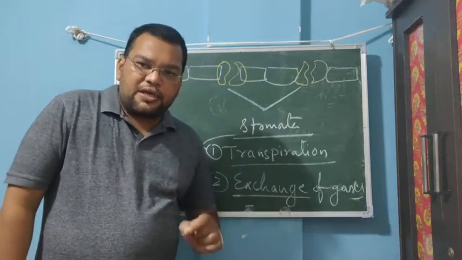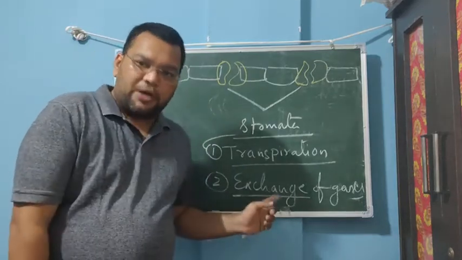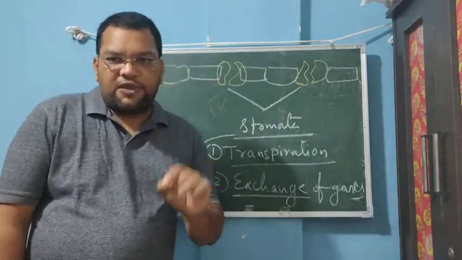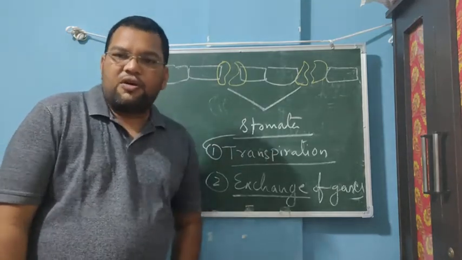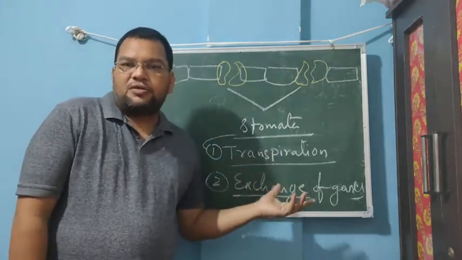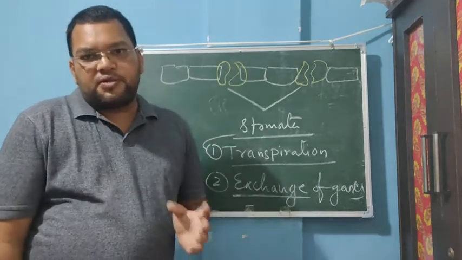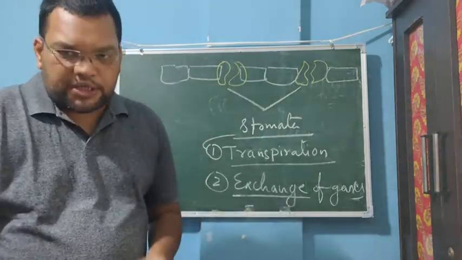So transpiration is a process performed by the stomata: the removal of water from the aerial parts of the plant in the form of water vapors. This phenomenon is known as transpiration.